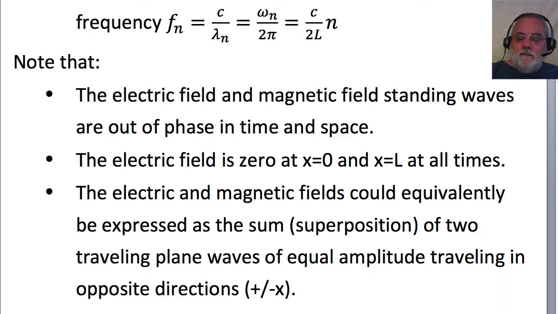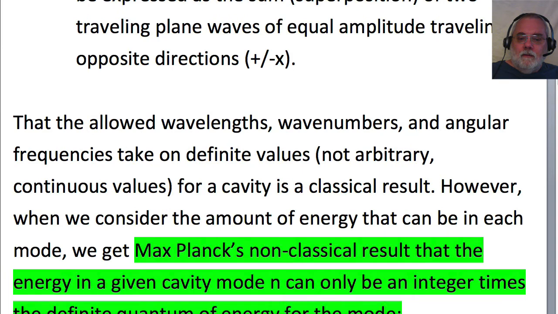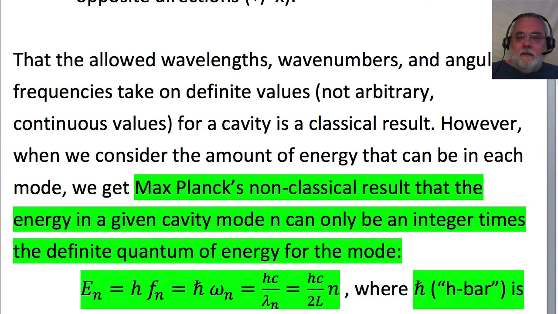The electric and magnetic fields could equivalently be expressed as the sum, the superposition, of two traveling plane waves of equal amplitude traveling in opposite directions, plus and minus x. Now, so far, that is all classical physics. The allowed wavelengths, wave numbers, and angular frequencies take on definite values, not arbitrary continuous values. For a cavity, that's a classical result. However, when we consider the amount of energy that can be in each mode, then we get Max Planck's non-classical result, that the energy in a given cavity mode n can only be an integer times the definite quantum of energy for the mode.